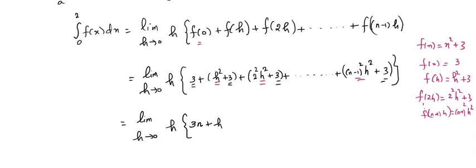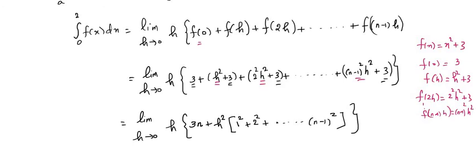If I take this h square common, what will we get here? Here we have 1, that is, we can write 1 square. The next one is 2 square. Next, we have 3 square. Like this it goes. Then what will be the last term? The last term will be n minus 1 the whole square. See, I have grouped 3n h square, 1 square plus 2 square.